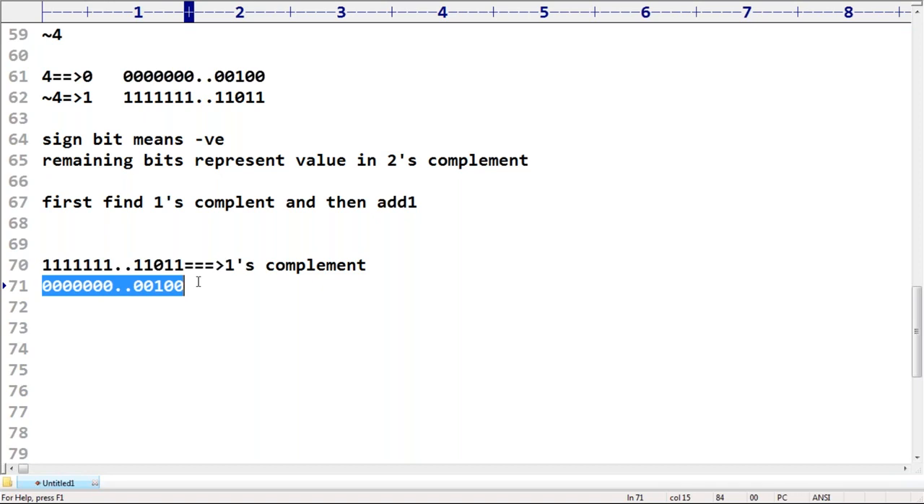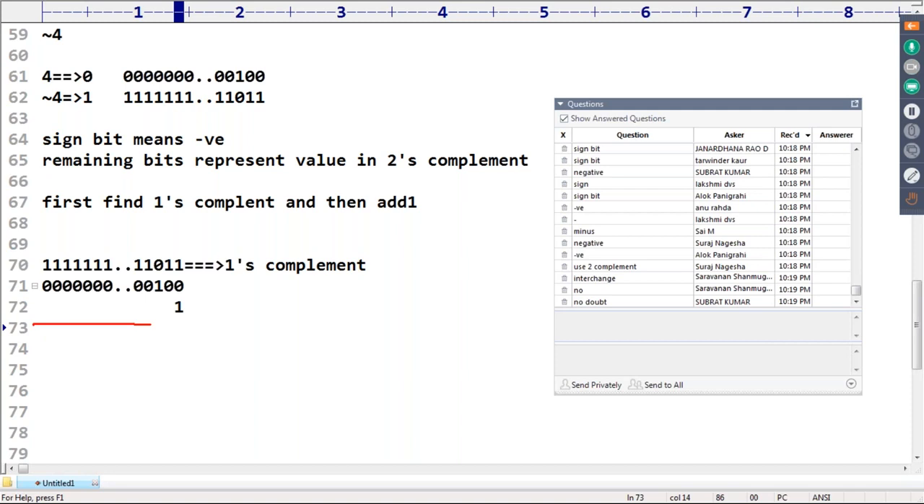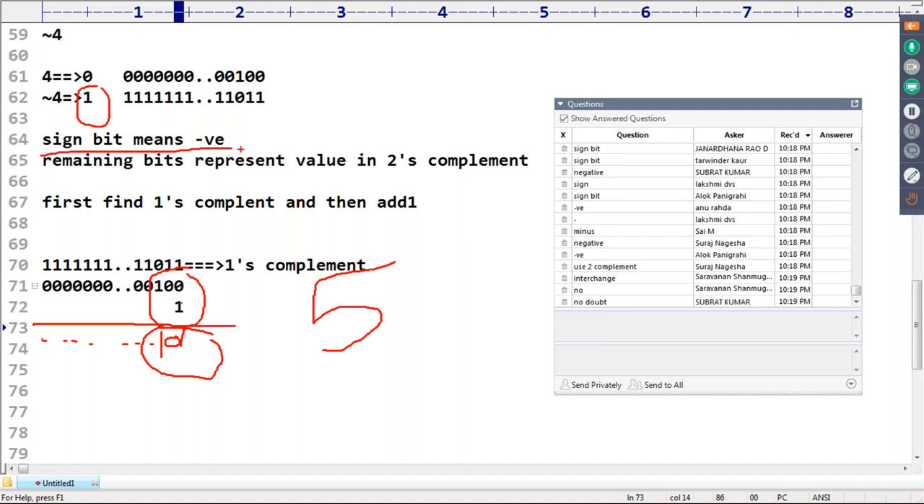Any doubt about this one? First find the 1's complement. After finding it, add 1. If I add 1 to the 1's complement, then automatically we get the 2's complement. Now add 1. 0 plus 1 means 1, then 0, then 1, 1, 1, 0, 1, and the remaining bits are 0, 0, 0. Now 1 0 1 means 5. It is already negative because of the most significant bit, so the result we get is minus 5.